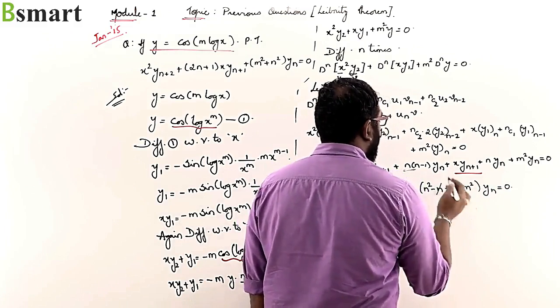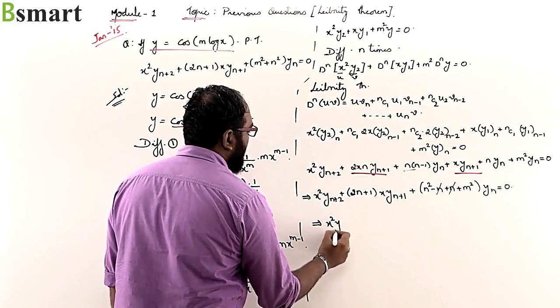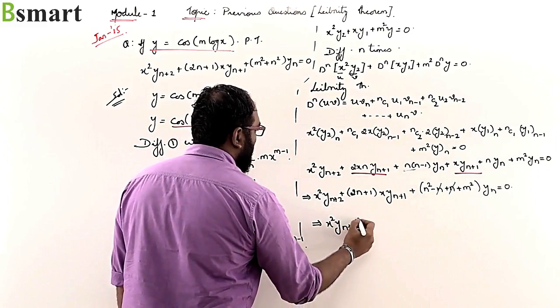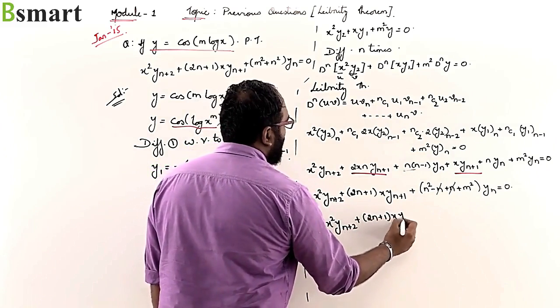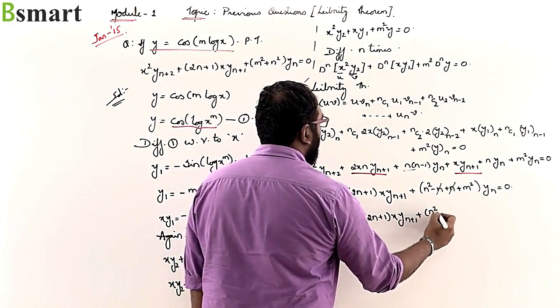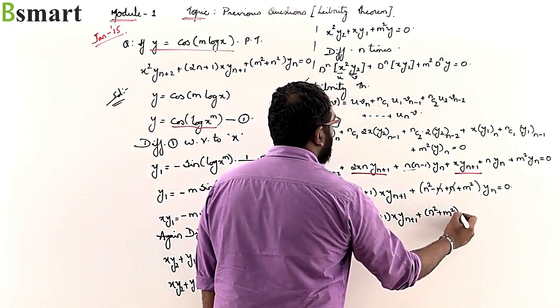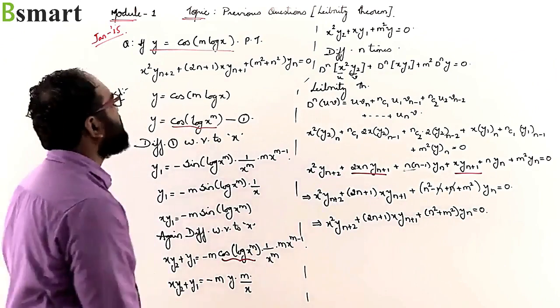So minus n plus n will get cancelled. So then that is x square into yn plus 2 plus 2n plus 1 into x into yn plus 1 plus n square plus m square into yn is equals to 0. So this is what he asked us to prove.